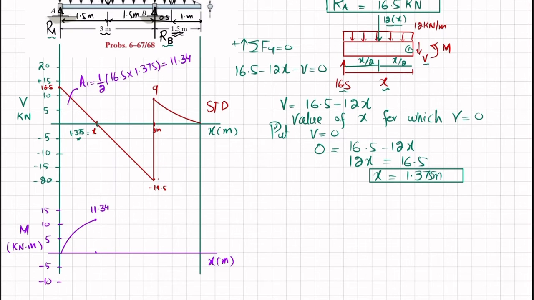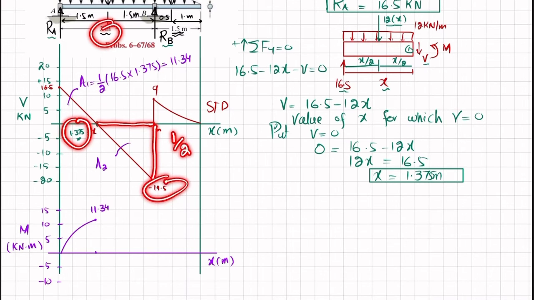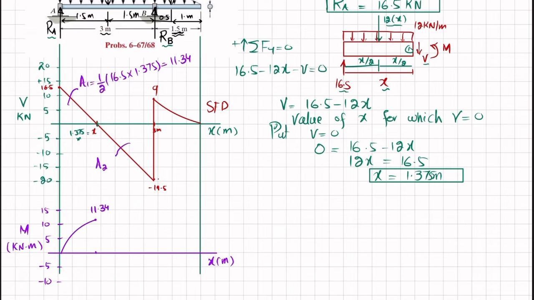Now the second area is this one, and this area A2 is also triangular, so its area is equal to half of this width, which is equal to 3 minus 1.375. Clear? And height is this 19.5, minus 19.5. So when you calculate it, you will get this area is minus 15.84. So 11.34 minus 15.84 is equal to minus 4.5 at this point. So at this point the moment will be minus 4.50.